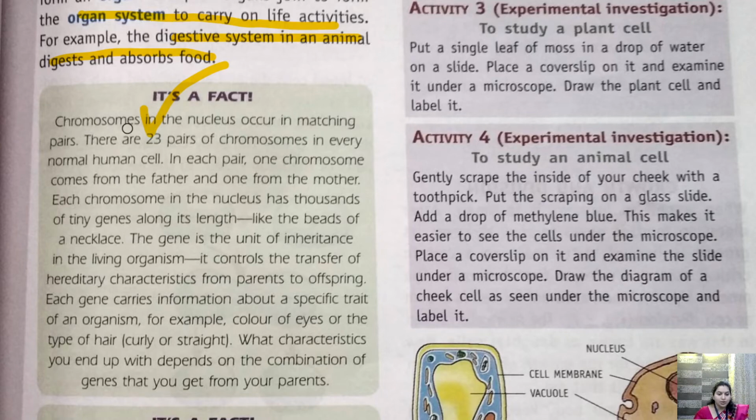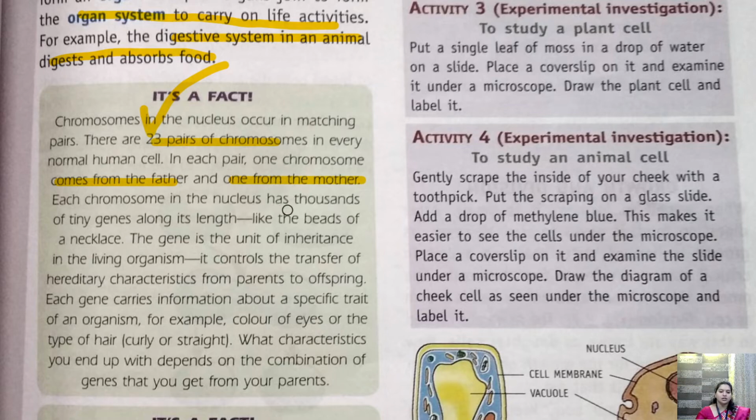Let me see. Chromosomes in the nucleus occur in matching pairs. Chromosome हमेशा pair में पाया जाता है. Humans में 23 pairs of chromosomes होते हैं. 23 pairs of chromosomes का मतलब total कितने chromosomes हुए? 46. Getting it? तो 46 chromosomes होते हैं. That is 23 pairs of chromosomes in a normal human cell. In each pair, one chromosome comes from the father and one from the mother. एक father से आता है, एक mother से आता है.